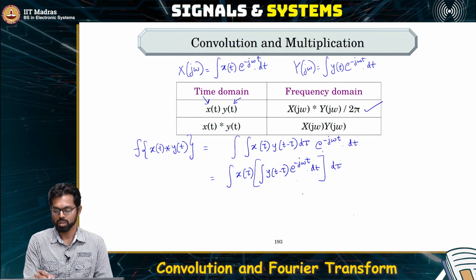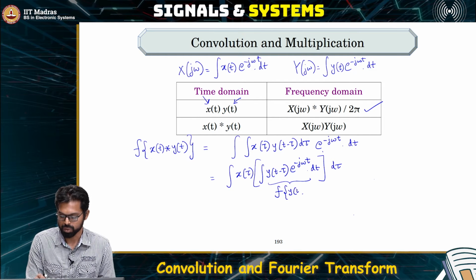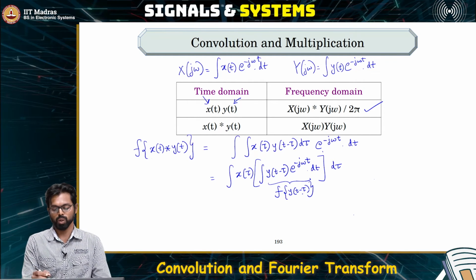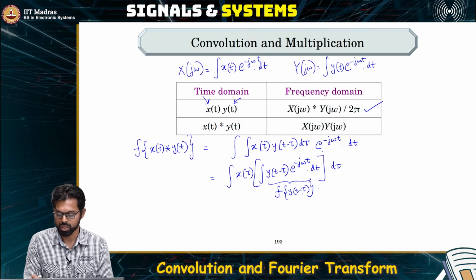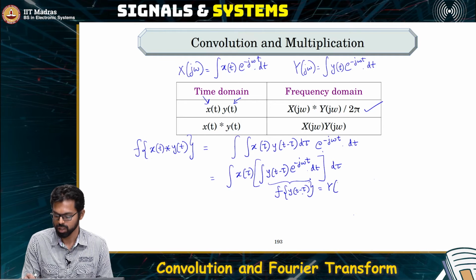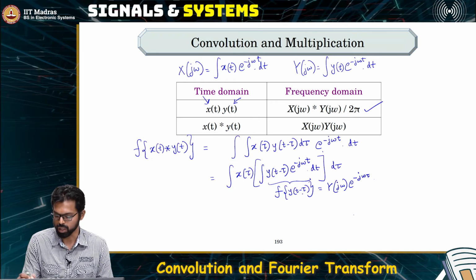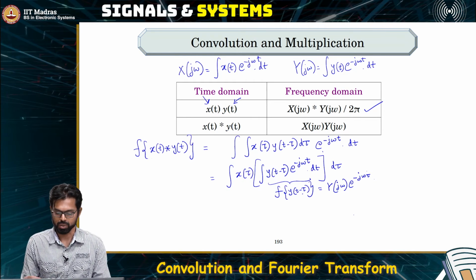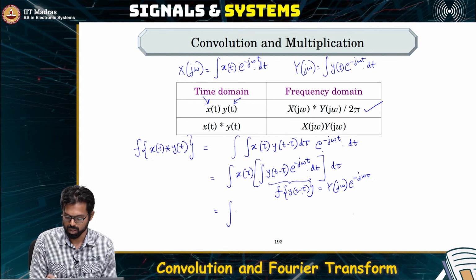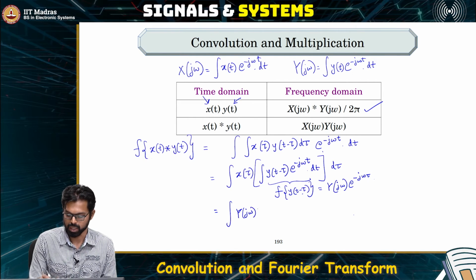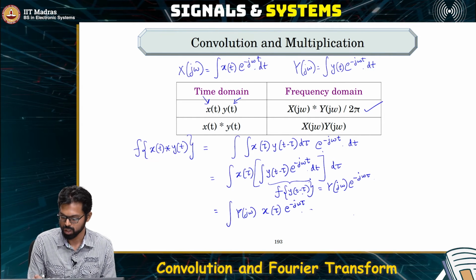Okay. If we do this integration first, what are we doing? We are trying to find out the Fourier transform of y of t minus tau. We know what this is. Basically, this is a time shifted version of the Fourier transform of y of t. And what is that? That is Y of j omega times e power minus j omega tau. This comes from the properties of the Fourier transform, right? So substituting that, we get Y of j omega times x of tau e power minus j omega tau d tau.